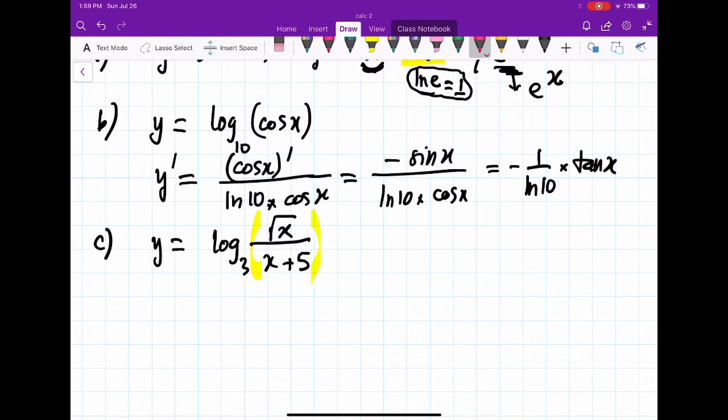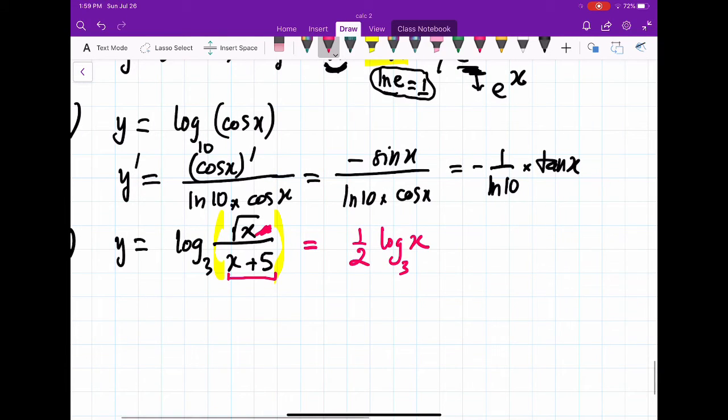First, I need to break this into different functions. Okay, let me write right away, right? And then I will explain. We have log of x with the base 3. But what is the power of x in here? The power is 1 over 2. So I write 1 over 2 in here. You see this? And then in the bottom we have x plus 5. So I write negative log of x plus 5. That's it. Agree?